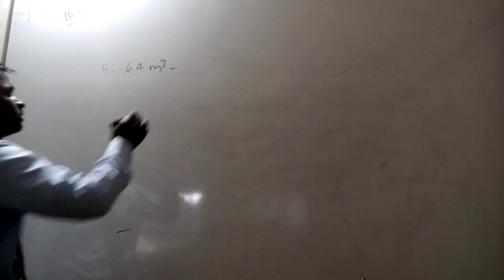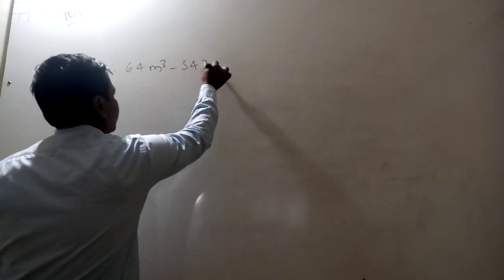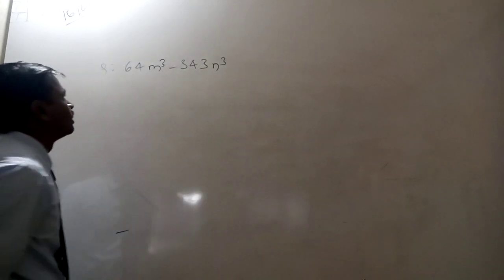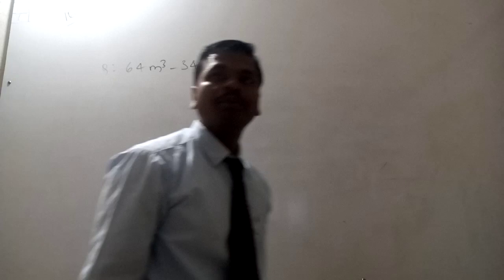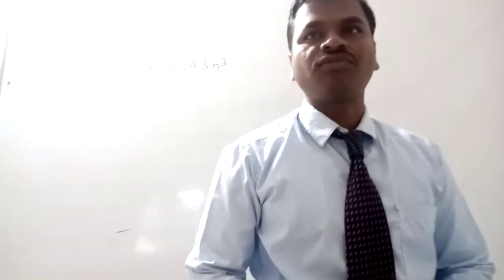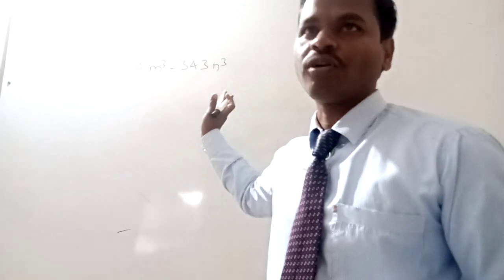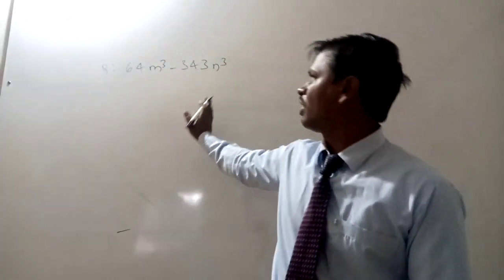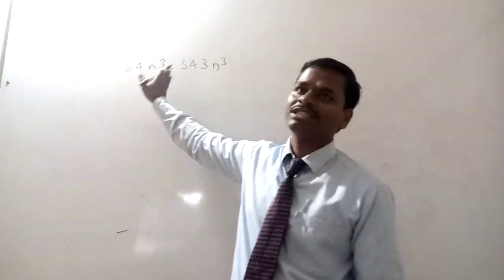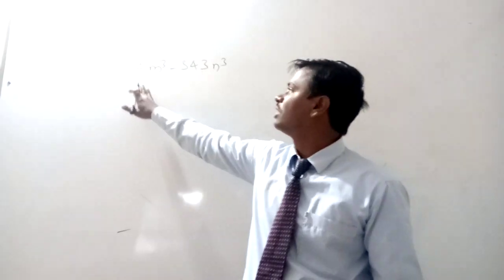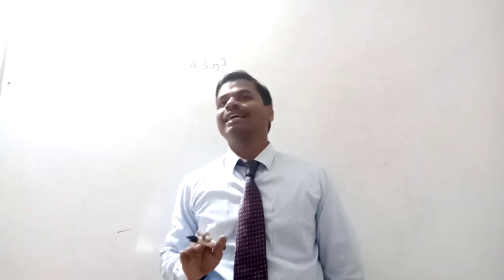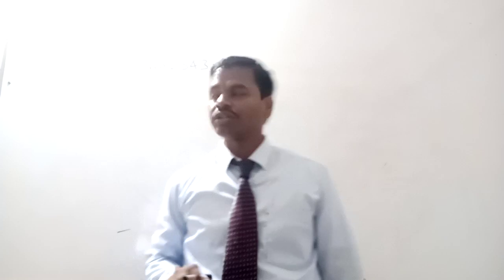Minus 343 n cube. We should first identify whether the given numbers are in standard form or not. If they are in standard form, we can use the formula. This is in the form of x cube minus y cube. First, we should check whether the given numbers are perfect cubes or not.